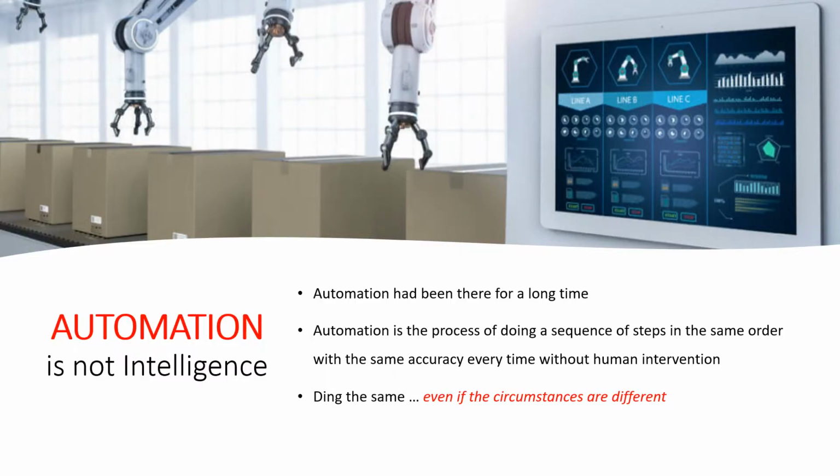Before we start, I would like to highlight a very important comment: automation is not intelligence. Automation has been around for a very long time, probably since the Industrial Revolution, and it's about repeating a series of steps over and over without any change or adjustment to the surrounding circumstances. So automation is just doing the same thing accurately again and again without thinking, without changing.